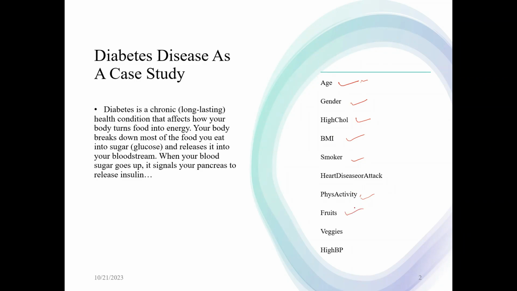Availability of fruits in their diets, a lot of veggies. Is there presence of high blood pressure? These are some of the questions that could be looked into answering. And this information could be gotten from a database of existing clinical centers or hospitals.